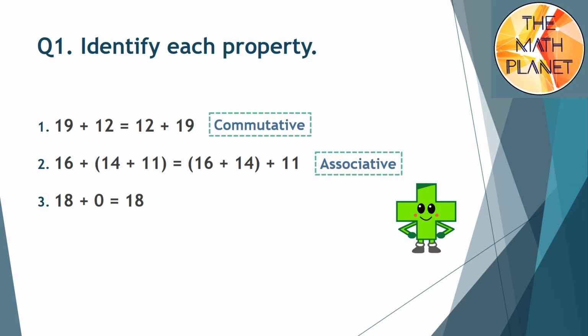Question number 3, 18 plus 0 equals 18. So the sum of 0 and any number is that same number. So this is the identity property.